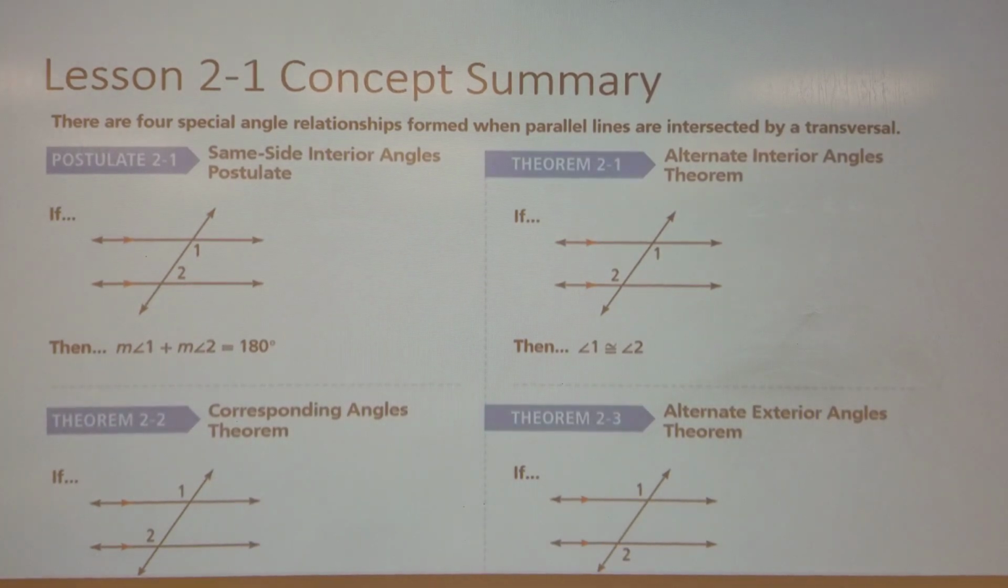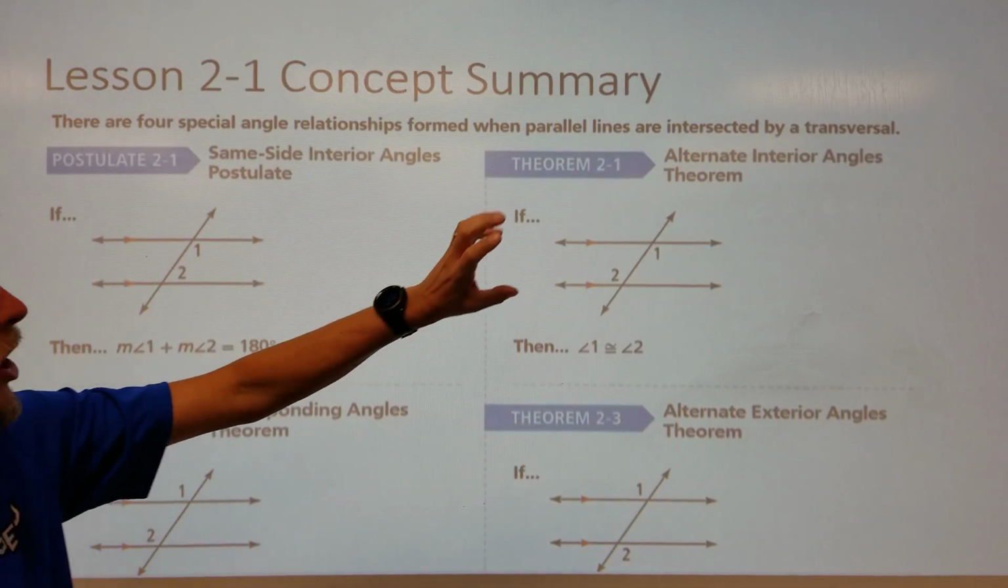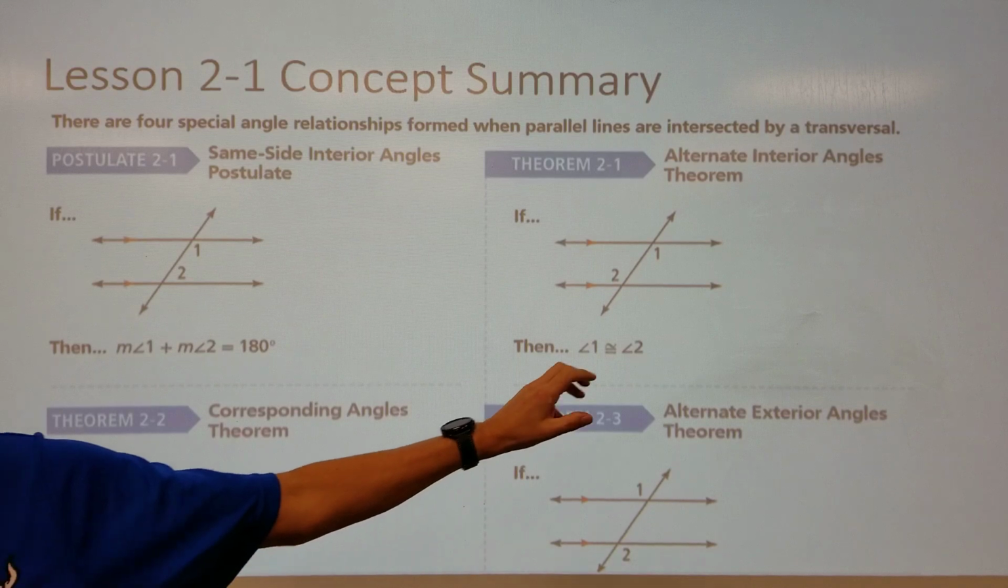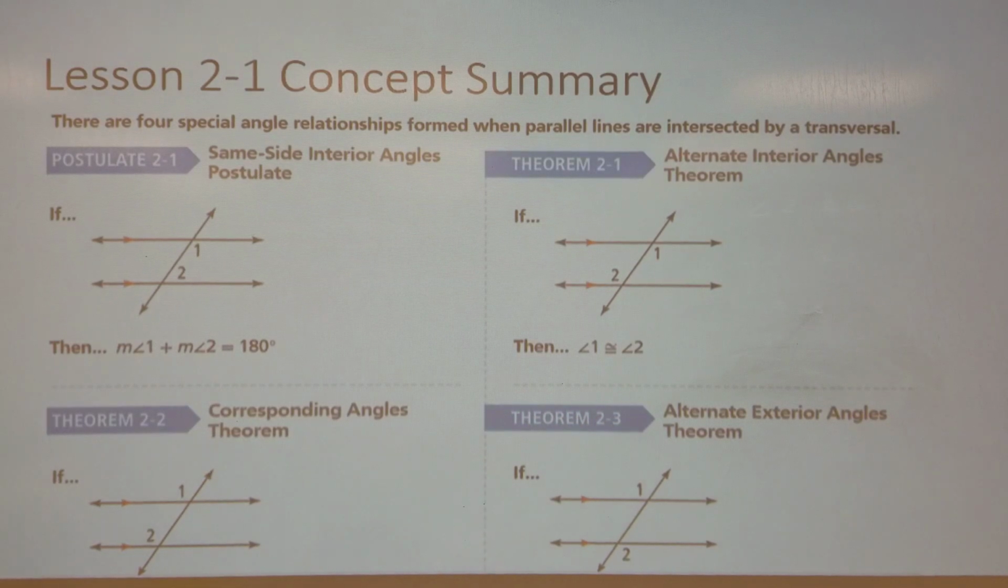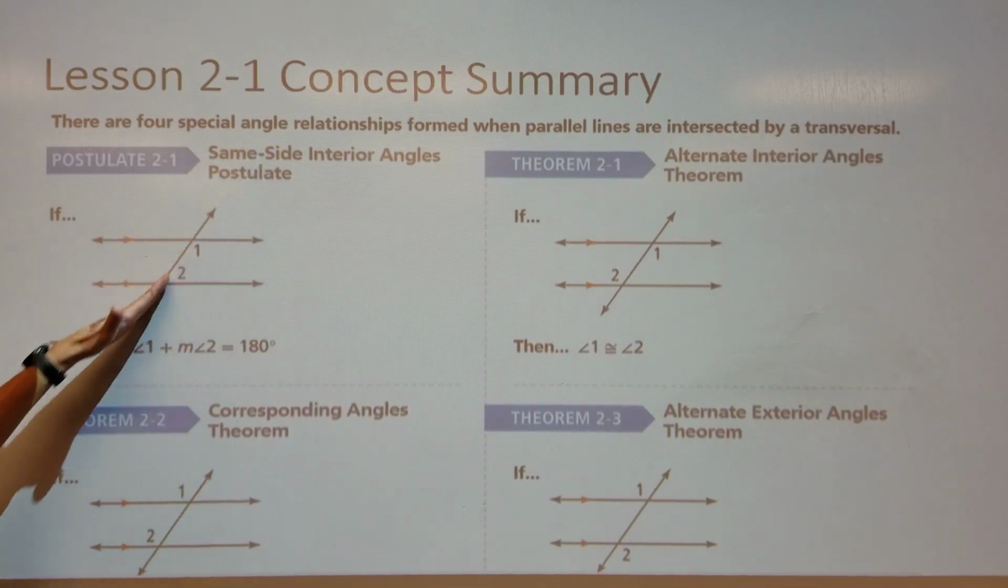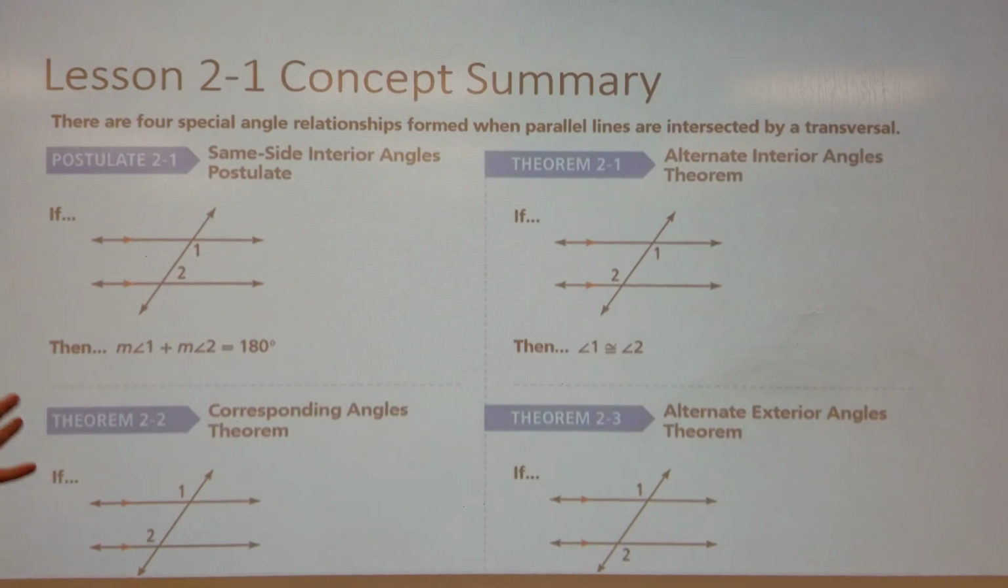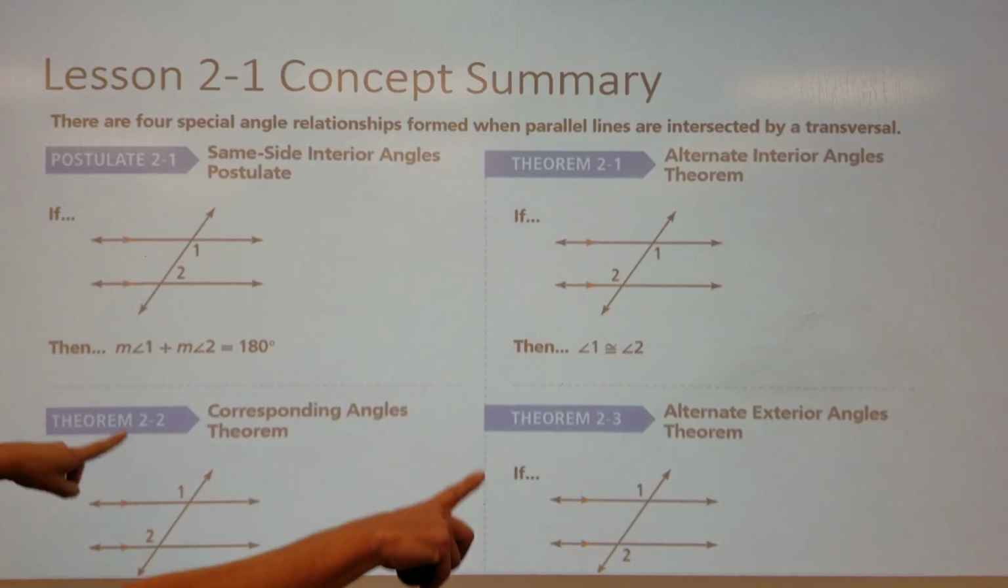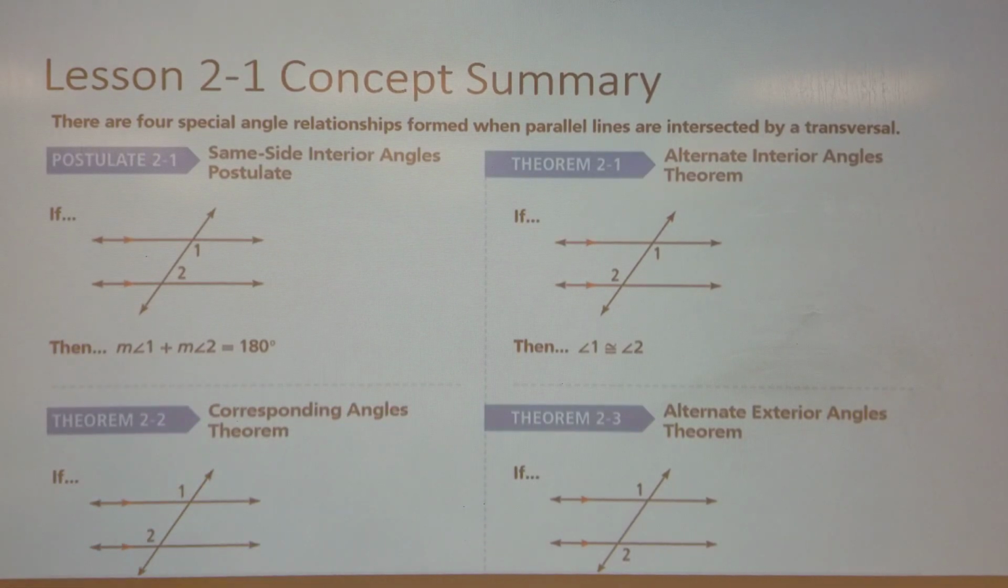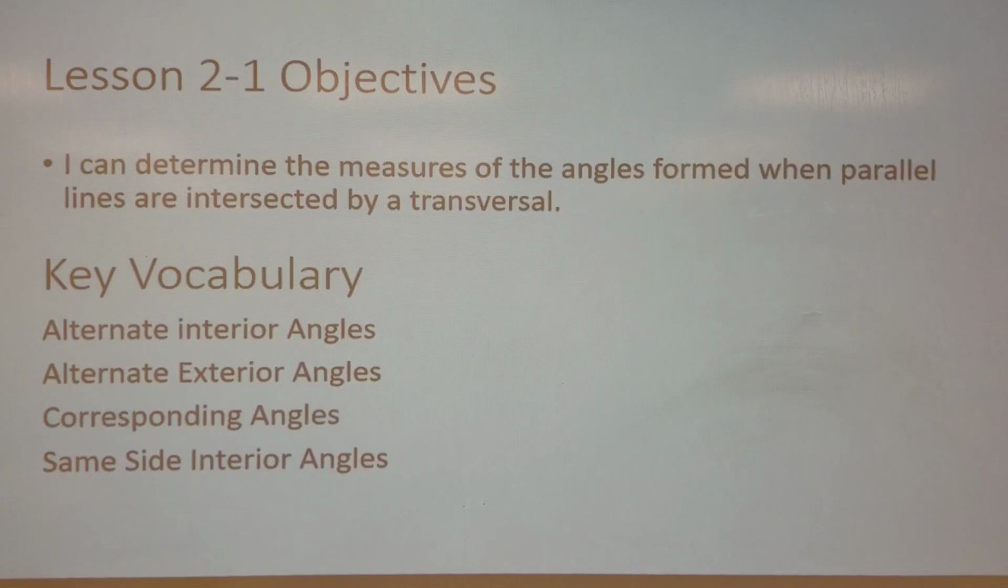Here is a helpful summary of the content from this lesson. We have 4 special angle relationships: same side interior angles, alternate interior angles, corresponding angles, and alternate exterior angles that are new vocabulary for this situation when we have parallel lines cut by a transversal. You're going to see these angle pairs, and then of course these angle relationships when those lines are parallel. We can have that understanding. So we're going to use that to have a great understanding of that content.